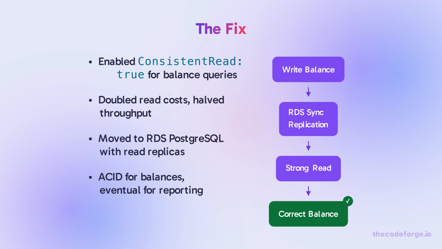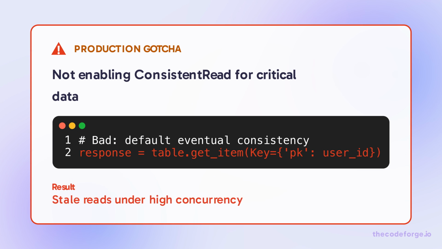They then moved to Relational Database Service PostgreSQL with read replicas, which provided ACID transactional reads for balance operations and eventual consistency for reporting queries. This is the exact mistake from the incident. By not setting ConsistentRead true, the application used eventual consistency, causing stale balance reads. Always use strongly consistent reads for financial data.